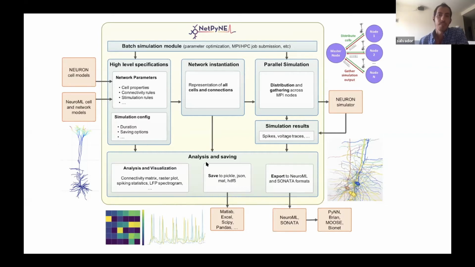The final step you can do with NetPyNE is this step of analysis and saving, where you can plot many commonly used functions from connectivity matrices to raster plots, LFPs, and information flow measures. They're all built into NetPyNE, so you can just call a function and obtain those figures. You can also save to different formats and export to standardized formats in the field, such as NeuroML and SONATA.